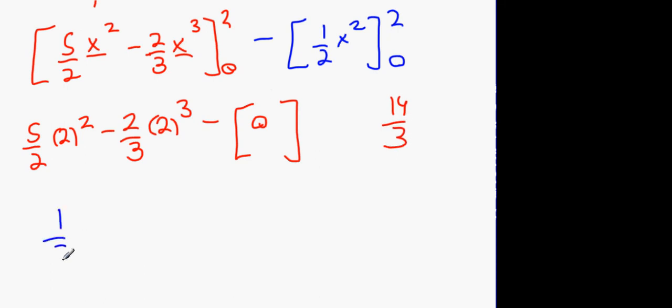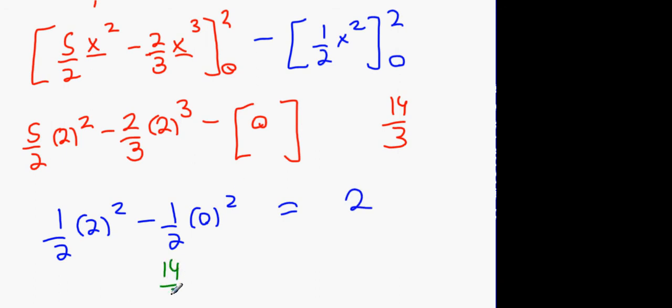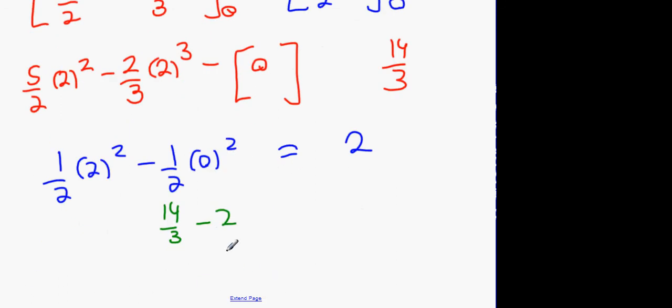Now we're on the blue part. The blue part is going to be a half times 2 squared, which is quite easy, minus a half times 0 squared. And what did that give me? 2. So the answer is going to be 14 over 3 minus 2. And what do we get for this? 8 over 3.